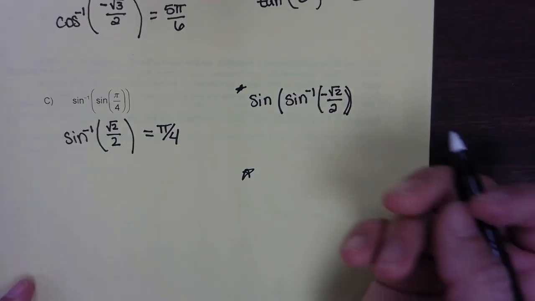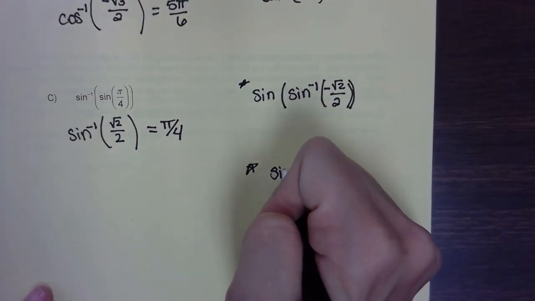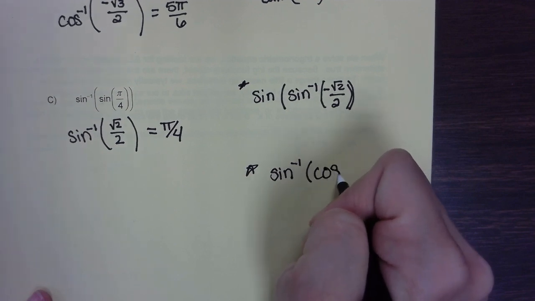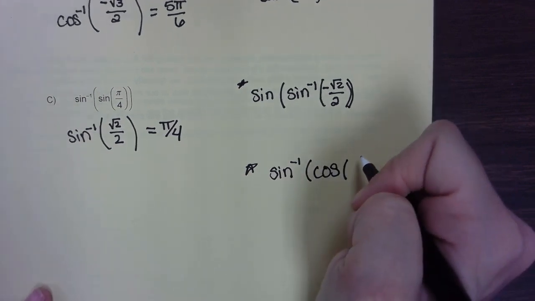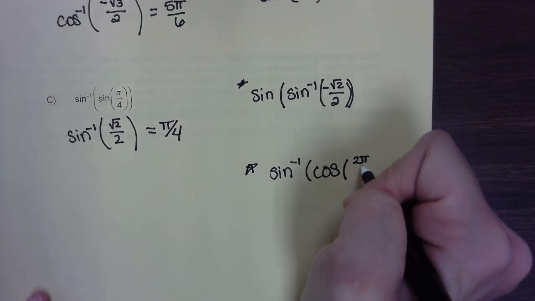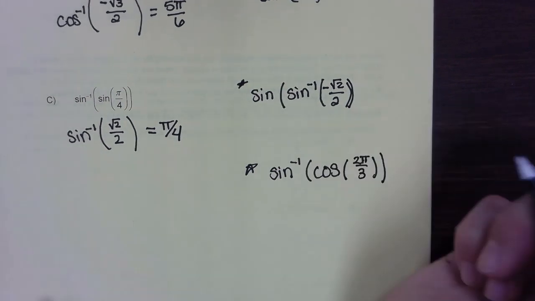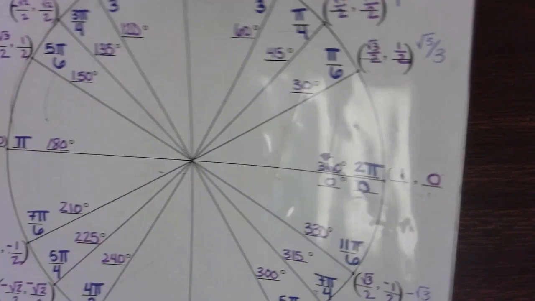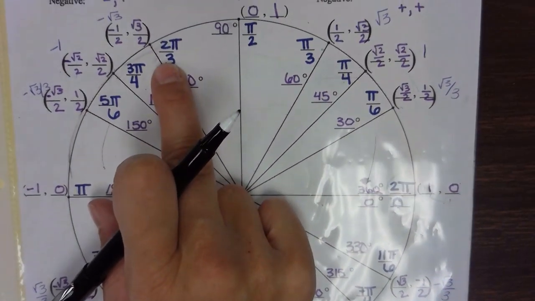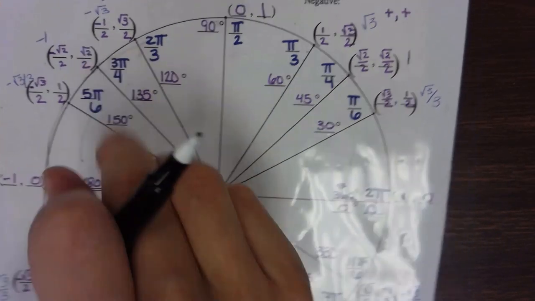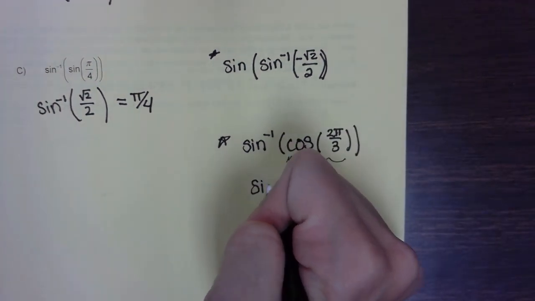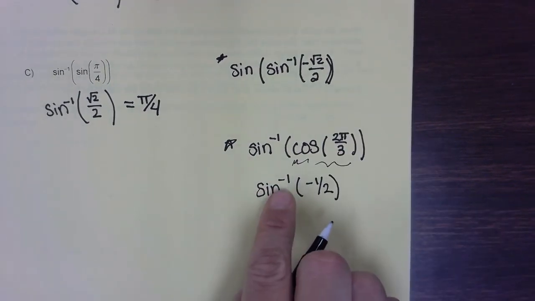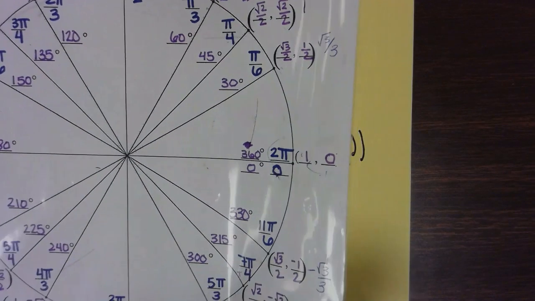Another example that you could do is what if you had 2 different trig functions. So let's say I have sine inverse of cosine of 2 pi over 3. We can still do this. You want to do the inside out. Let's actually finish this problem. If we did cosine of 2 pi over 3, cosine is the first part of the coordinate, so it's negative 1/2. So we get sine inverse of negative 1/2. Now again, because it's inverse, because of that negative 1, we have to do domain restrictions.